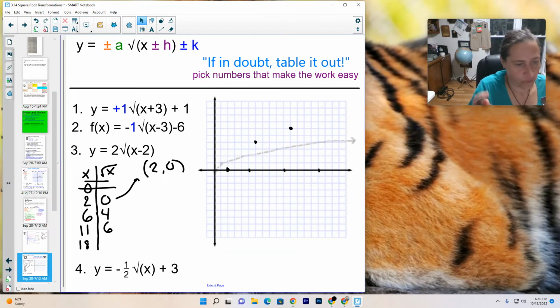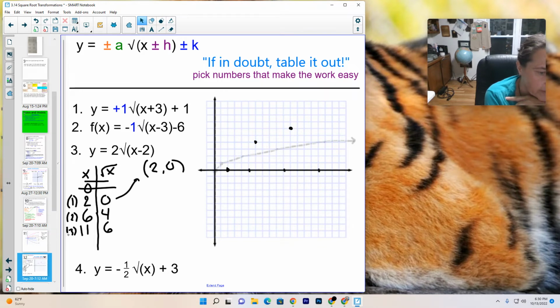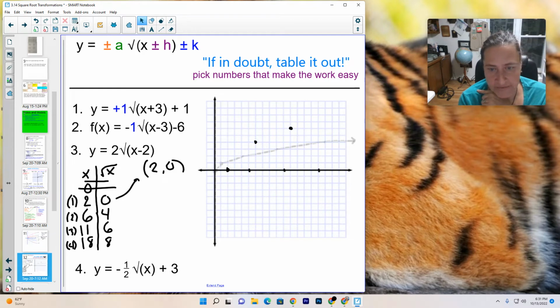So 5, 10. Oh, wait. No. 4. So this was my 1. This was my 2. This was my 3. Oh yeah, I did that right. This is my 4. So I want a square root of 4 when I get done. So in order to get 16, I'm going to need 18. I guess that was right. 18 minus 2 is 16. The square root of 16 is 4. 4 times 2 is 8. So over 18, so that's 5, 10, 15, 16, 17, 18, and up 8.